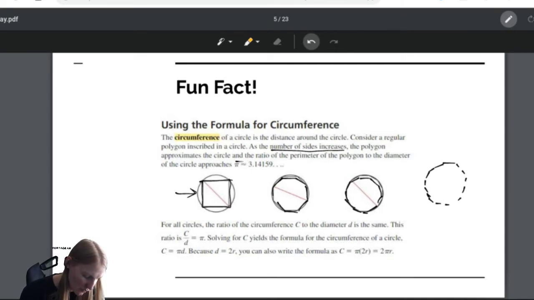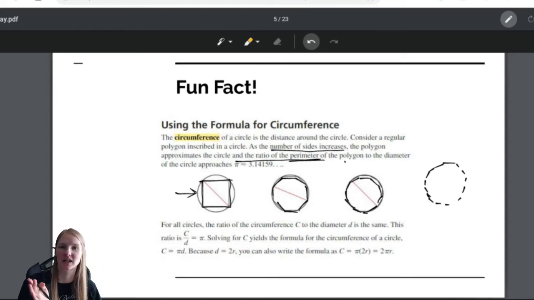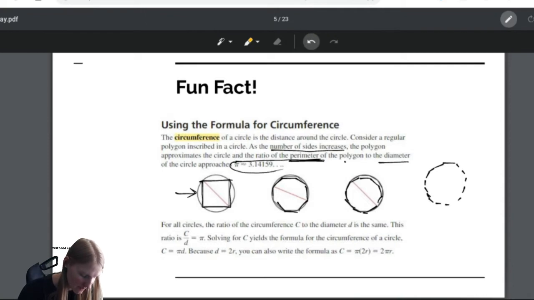And the ratio of the perimeter of the polygon, because we can calculate the perimeter of a polygon, it's nice and easy to just add up all the sides like we did with that rectangle. The ratio of the perimeter to the diameter of the circle approaches pi.